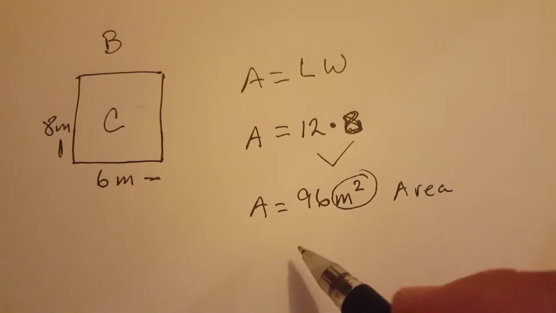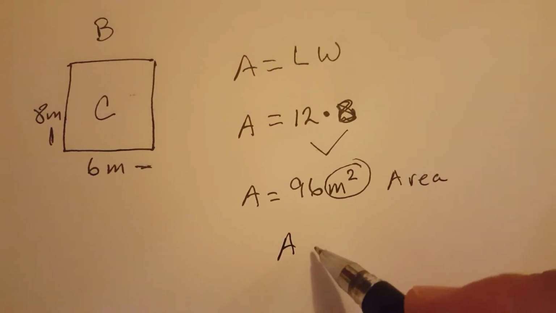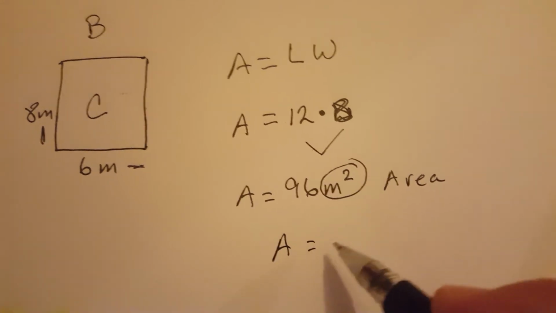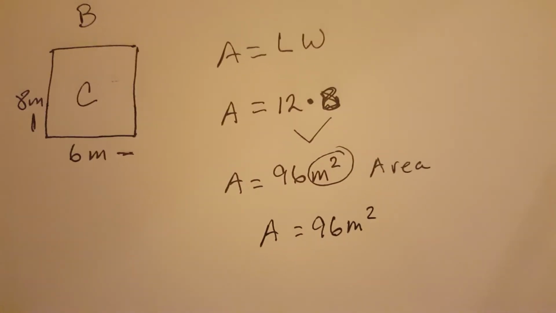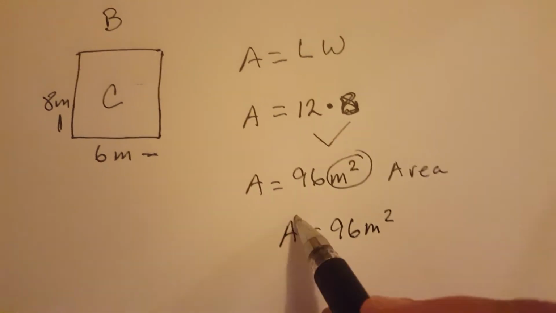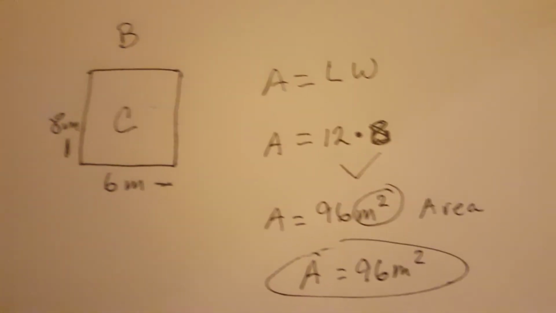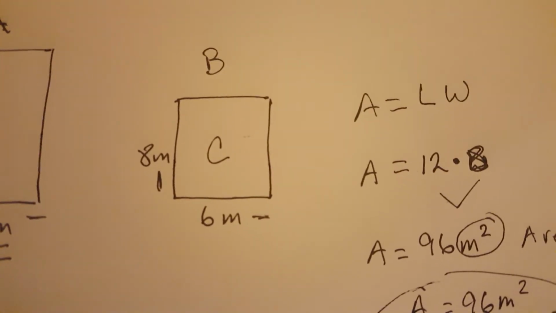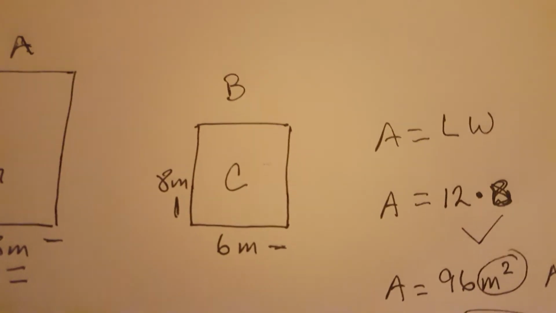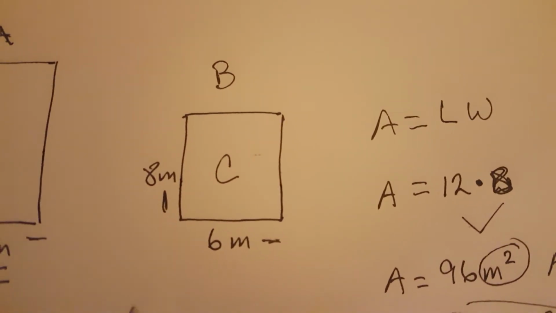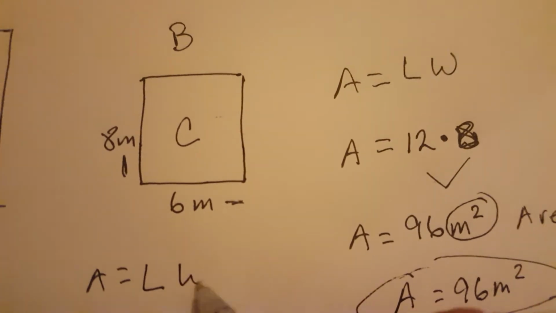Now we have area A, or rectangle A, that equals 96 meters squared. Okay? Let's give that a big circle so we can see what's going on. Now let's look at rectangle B. Alright? Again, let's write the formula underneath. It's area equals length times width. Okay?